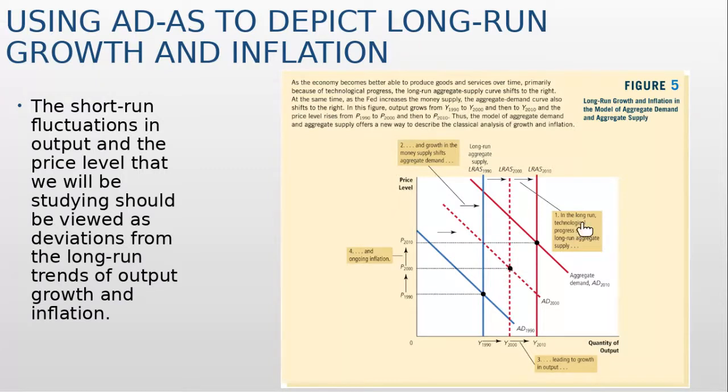So to break this down, in the long run, technological progress shifts long-run aggregate supply, which with the growth of the money supply shifts aggregate demand, which leads to growth in output, as we can see here. So the rightward shift from technology corresponds to a rightward shift in aggregate demand, and the two of them result in a higher output and ultimately ongoing inflation.